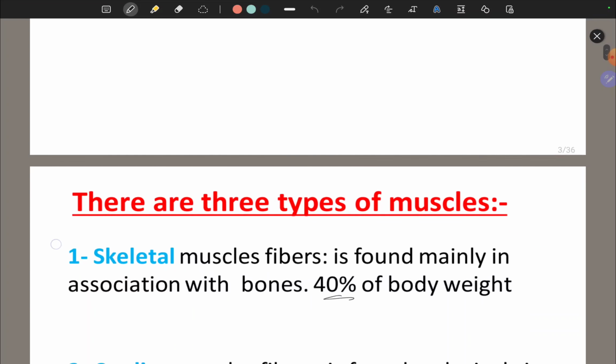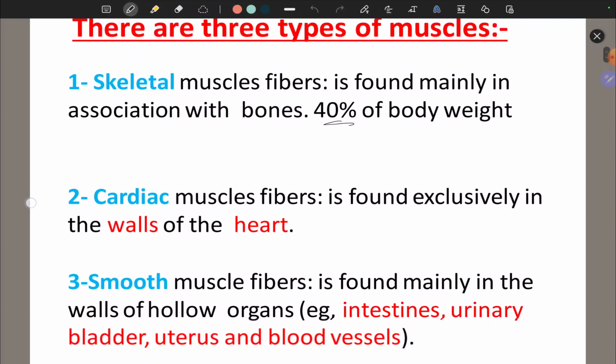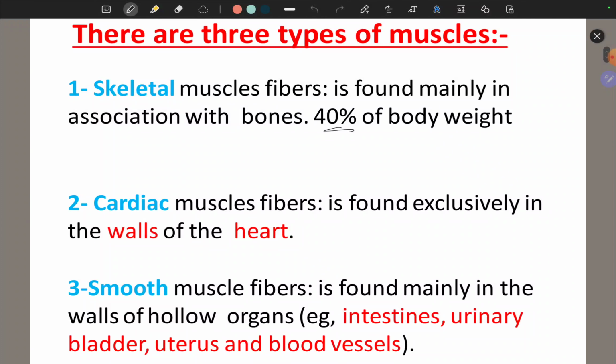The 3 types of muscles are skeletal, which in certain textbooks or references is called striated muscle. It is found mainly in association with bone, which is why it's called skeletal muscle, because it moves the skeleton. It contributes about 40% of the body weight in a healthy individual. The cardiac muscle is found exclusively in the heart, and smooth muscle is found in the hollow organs.